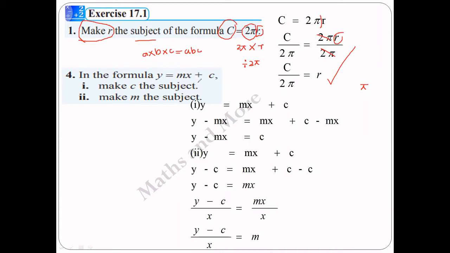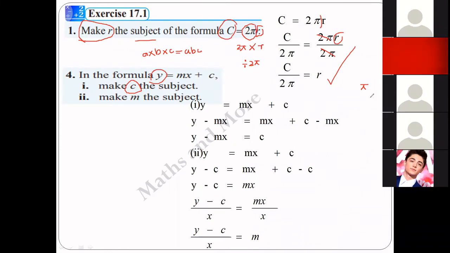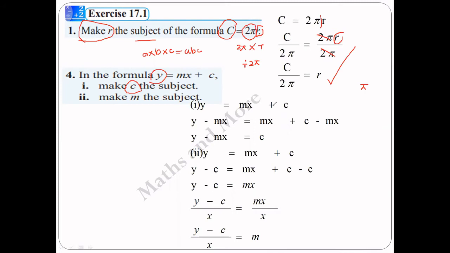In the formula y equals mx plus c, Roman number 1: make c the subject. At this moment, y is the subject. Let's see how to do the first part. Y equals mx plus c. First, you have to identify how many terms there are. From the plus sign, there are two separated terms. Mx is one term, a combined term. The other term is c.